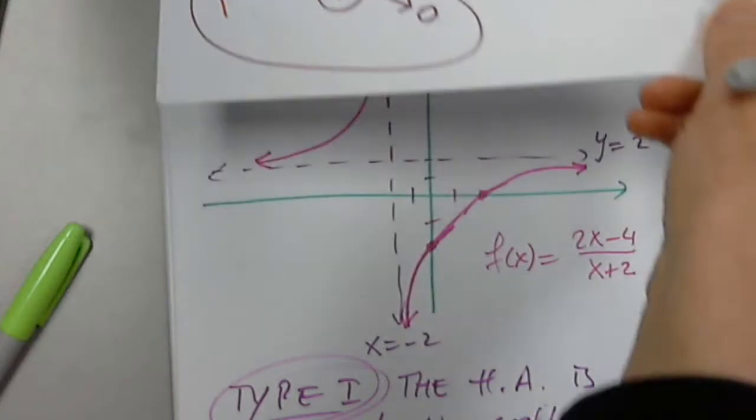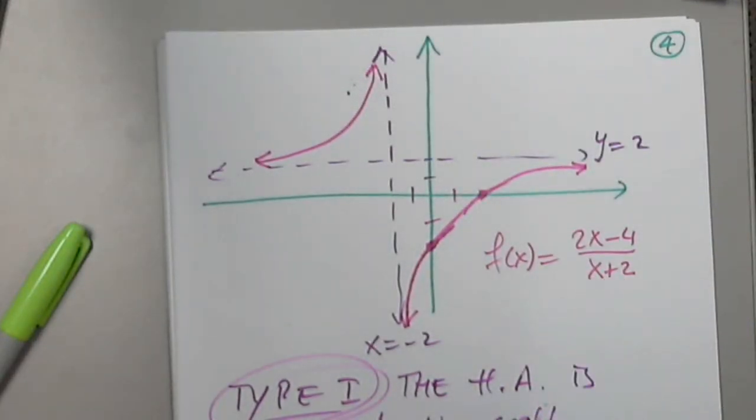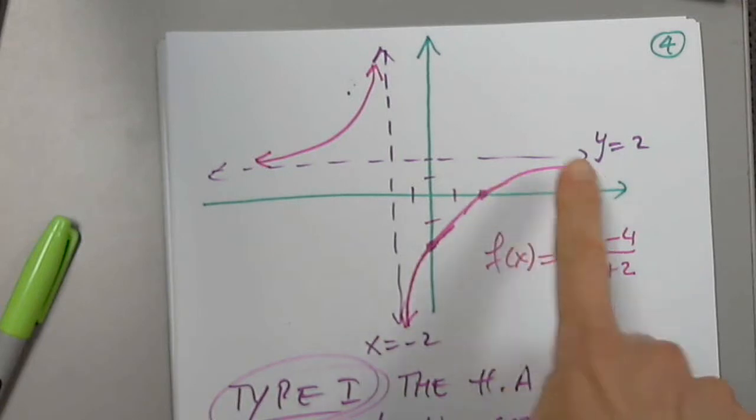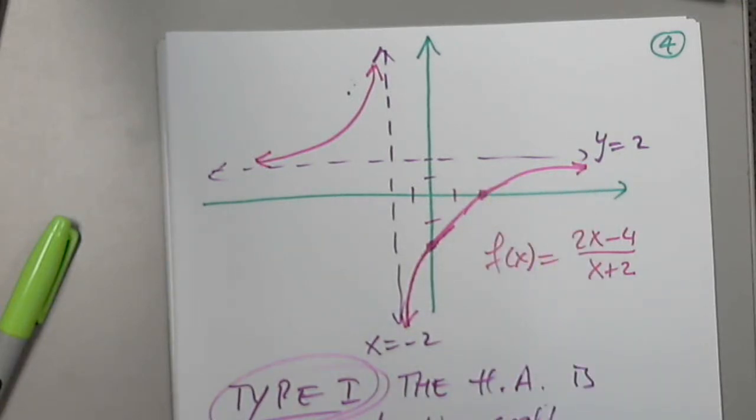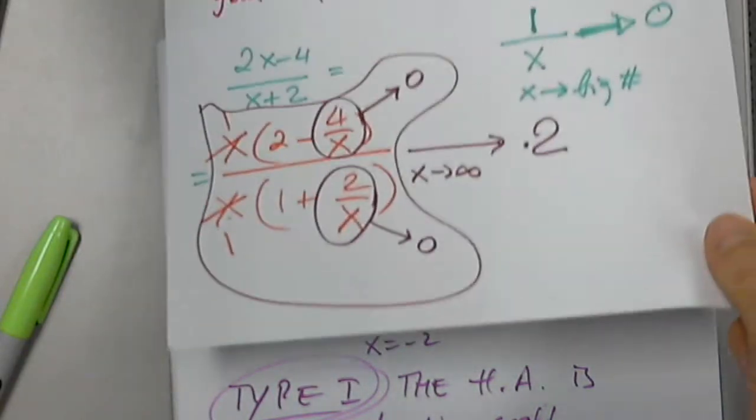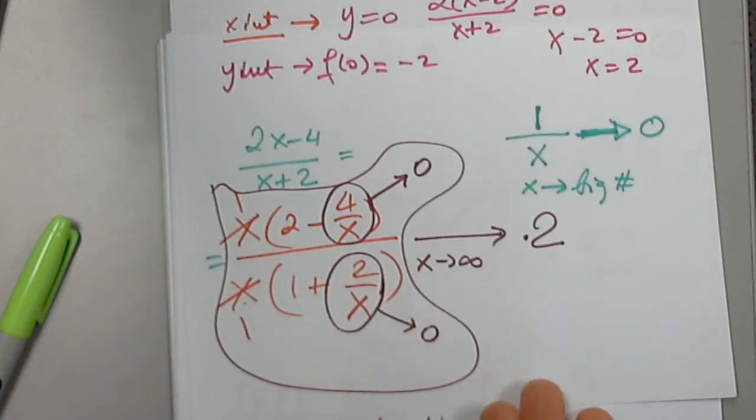So if we go back to our function, here's the function. What is the leading coefficient of the top? And remember, it has to be presented in descending order. If it's not in descending order, you cannot identify correctly. So what is the leading coefficient of the top? What is the leading coefficient of the bottom? How much is 2 over 1? 2. And that is the horizontal asymptote. That's the shortcut only for type 1. And this is what we got from our analysis, which makes sense.